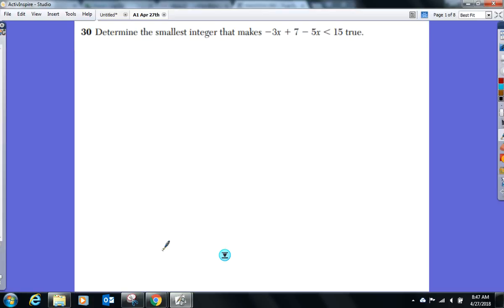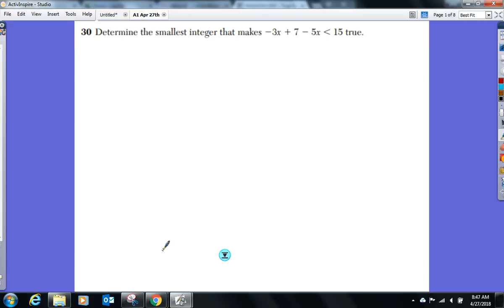All right, I'm going to take a little different approach today. I'm going to ask a lot of people questions, and then at certain points, I'm going to let you and your group try to figure it out as well. All right, so I'm going to start with number 30. Determine the smallest integer that makes that true.